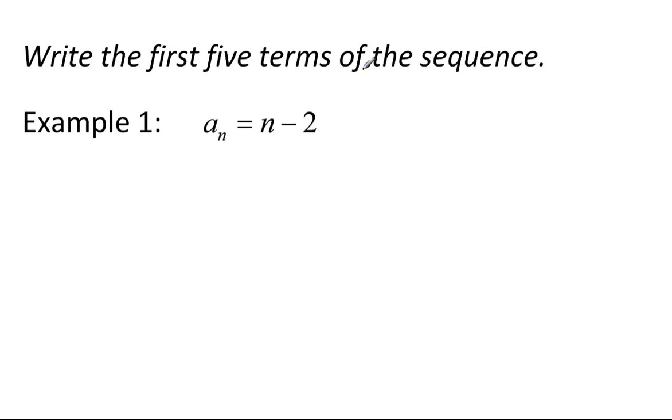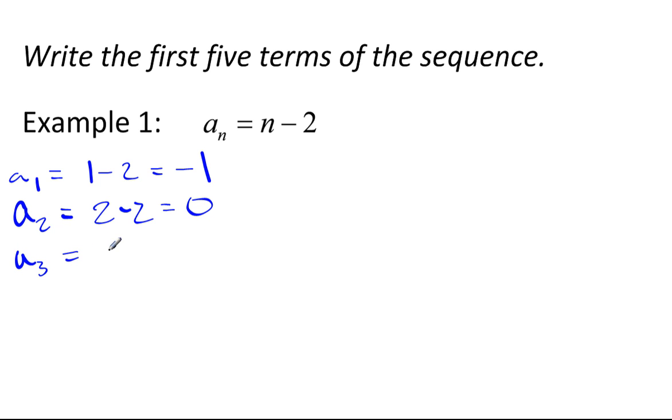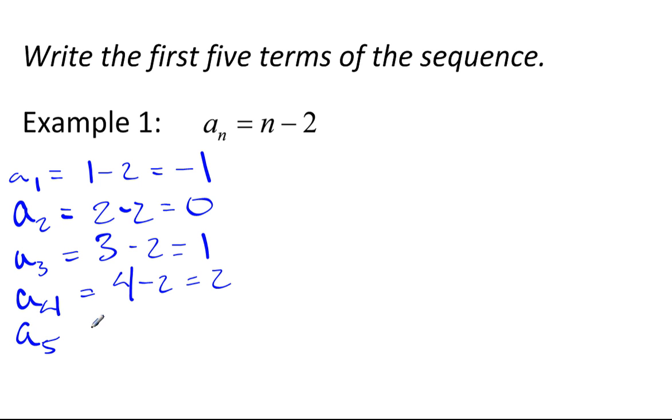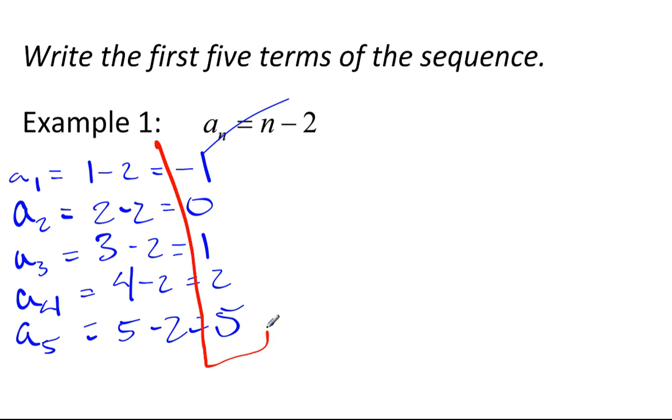So here we're going to get our first 5 terms. So we're going to plug in 1, 2, 3, 4, 5, and so forth. So a sub 1 is going to be 1 minus 2, which is negative 1. A sub 2 is going to be 2 minus 2, which is 0. For 3, you're going to go 3 minus 2, and so forth, until we get to the 5th one here. So all of these are our answers for the first 5 terms.